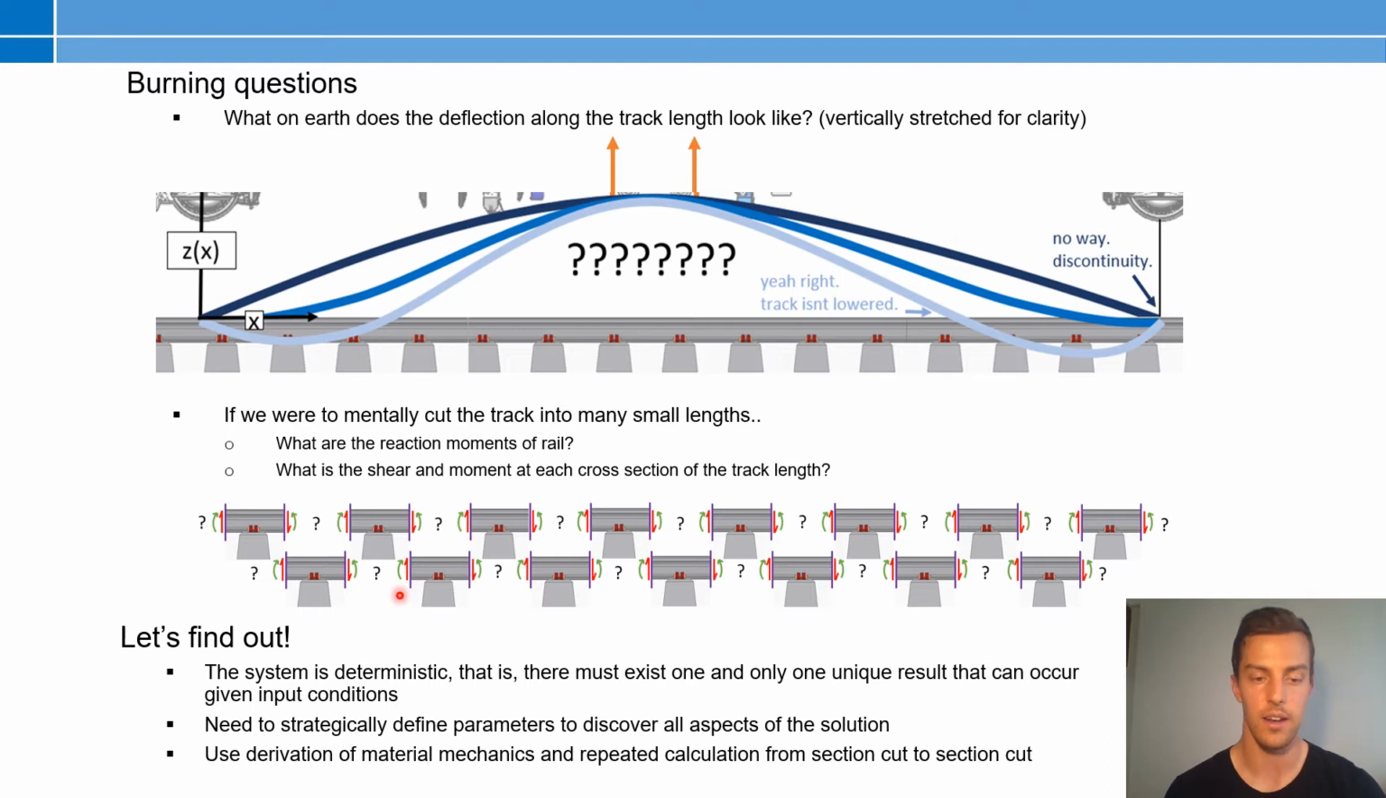So let's find out. The system's deterministic. That is, there is one and only one solution that can occur given the initial conditions. They say the first step to finding a solution is believing there is one. And I believe that there is a solution out there that we're going to find. We need to strategically define parameters to discover all aspects of the solution. And we're going to use the derivation of material mechanics and repeated calculation from section cut to section cut to find the solution.